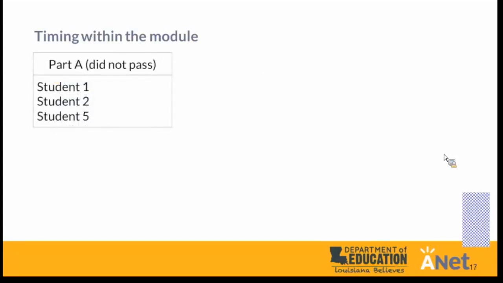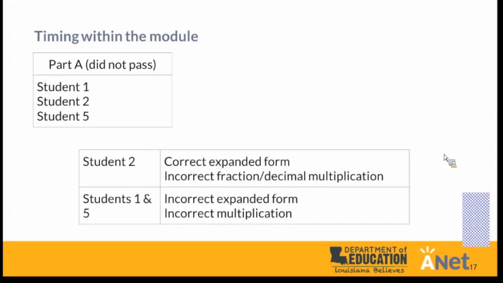So we had 3 students within our small group of student work, and they sorted into 2 different groups. Student 2 had the correct expanded form, but was not correctly doing the fraction and decimal multiplication. Then students 1 and 5 were incorrect on both pieces: the expanded form and the multiplication. And that's what got in the way of them passing the diagnostic.